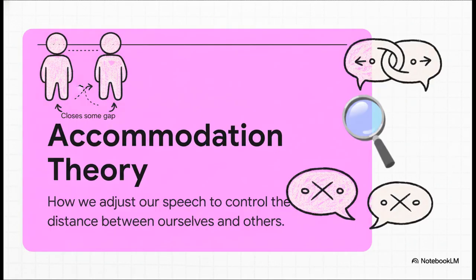So, what's the big idea behind all this? Well, it's something called accommodation theory. Basically, it's this idea that we're constantly tweaking how we talk to either pull people closer or create a little bit of space. It's all about managing that social distance.